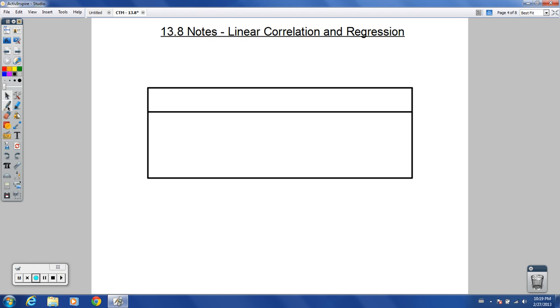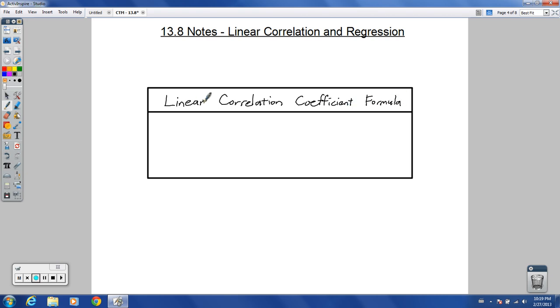Alright, first off, I want you to write down this formula. This is going to be the linear correlation coefficient formula.